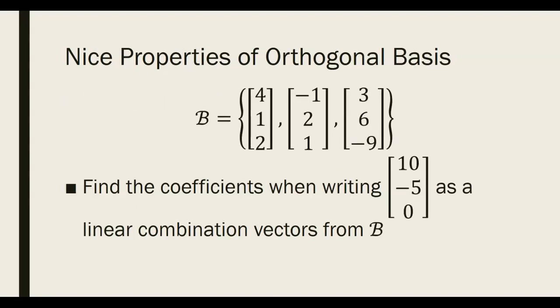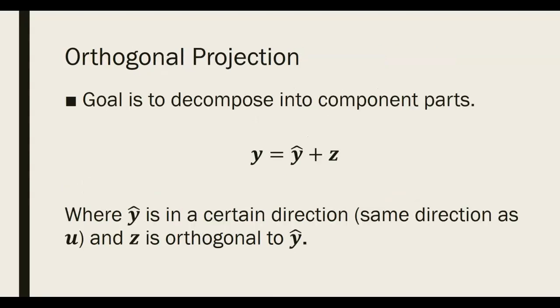Now, the nice thing about those coefficients, like I said, is I can calculate one independently. And that's going to come in really handy when I do the next idea, which is called orthogonal projections. So the goal of orthogonal projections is to write an arbitrary vector as a sum of two pieces.